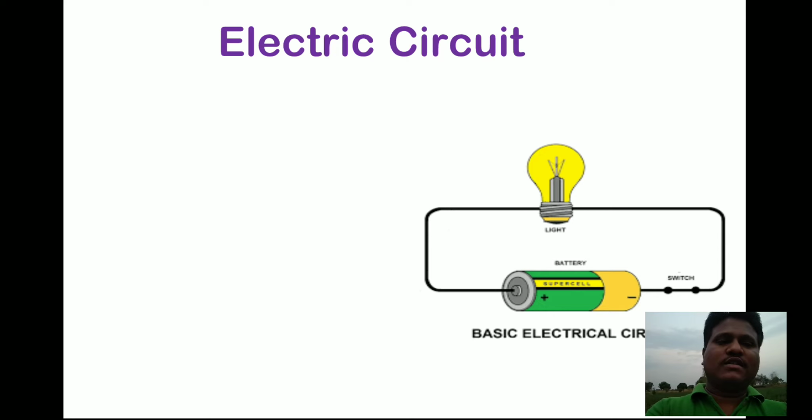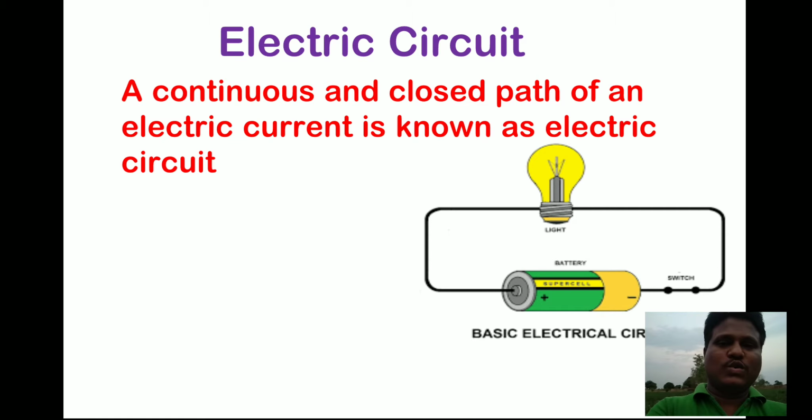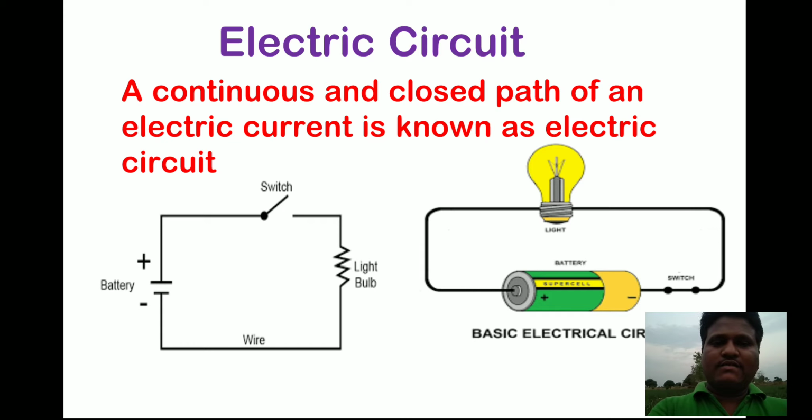Moving further, now we will discuss what exactly an electric circuit is. Here a basic electric circuit is shown, in which there is a bulb, a battery and conducting wire having a switch. We can say a continuous and closed path of an electric current is known as a circuit. As you can observe in the slide, a continuous and closed path of an electric current is known as an electric circuit. To draw a diagram, we can write in this way: two terminals, positive and negative, constituting a battery or a cell, one switch which is right now open, and one light bulb which is connected with the battery with the help of wire.